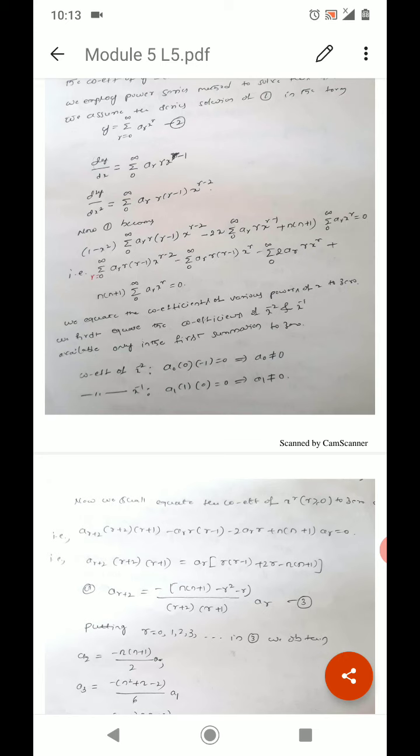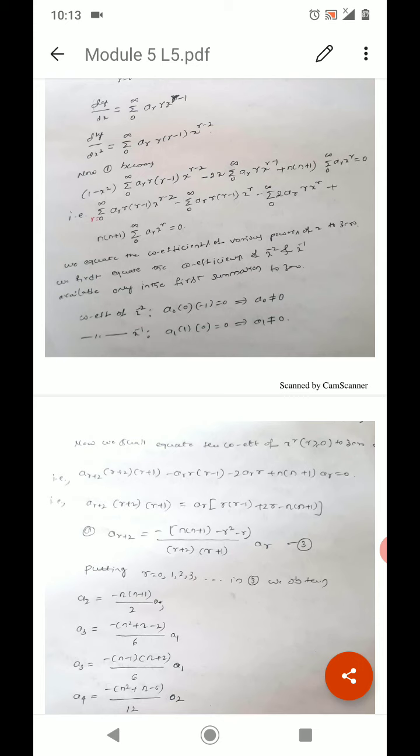Now we equate the coefficients of various powers of x to 0. We first equate the coefficient of x power minus 2 and x power minus 1, which is available only in the first summation. So coefficient of x power minus 2 is a naught of 0 into minus 1, which is equal to 0. That means a naught is not equal to 0. Also coefficient of x power minus 1 is a1 of 1 into 0, which is equal to 0, which implies a1 is not equal to 0.